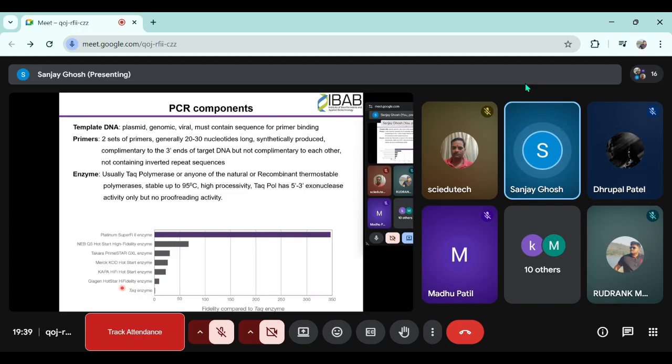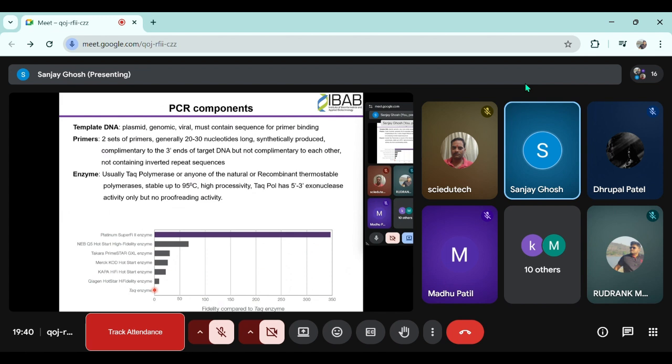So the original Taq polymerase, which Kary Mullis used to do PCR and got the Nobel Prize, had very low fidelity. Low fidelity means more mistakes. But nowadays there is an enzyme called Platinum SuperFi II, and as the name suggests, it is very hi-fi. It is almost 350-fold more accurate than the original Kary Mullis enzyme. So that means it can copy DNA without making mistakes, right? 350-fold more proofreading activity. So these are the different enzymes.